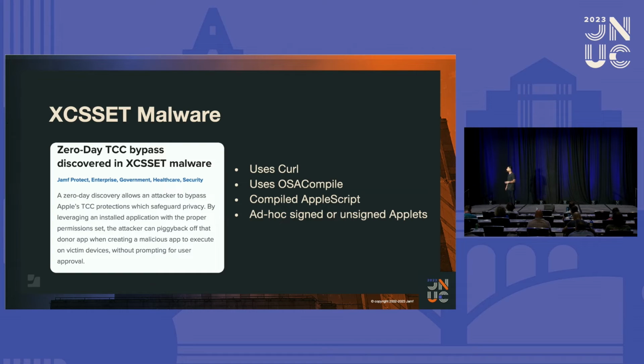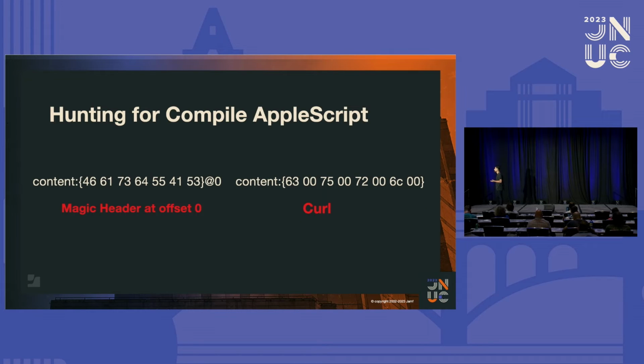So while hunting for potentially new variants of XSet, we came across something interesting. How exactly did we hunt for this? Well, compiled AppleScript contains a very specific header. So looking at VirusTotal, we searched for this specific header, the bytes identified here at offset 0. And then we are looking for the command curl in this compiled AppleScript form. In this case, it's in UTF-16, so every character is encoded as at least 2 bytes. So that's essentially the bytes for curl.